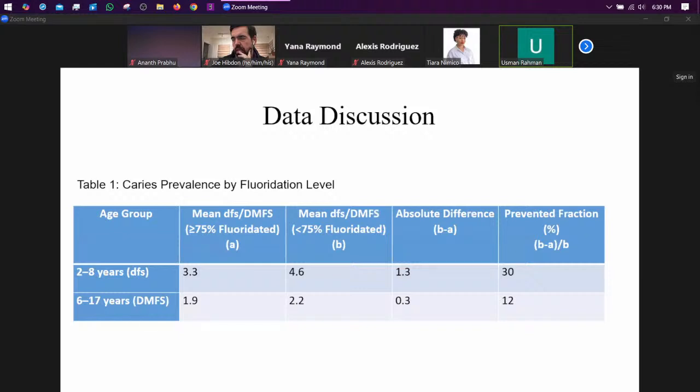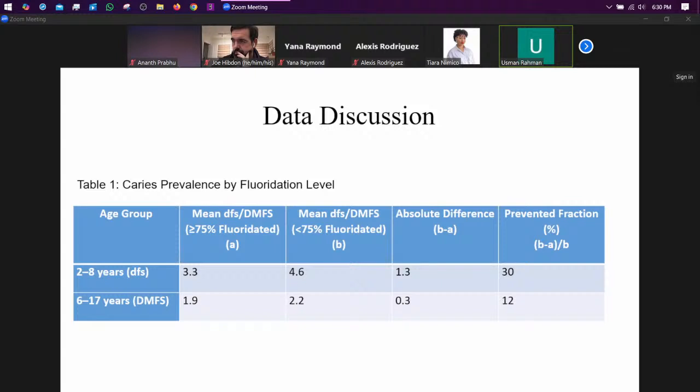So this is the data that we gathered from the CDC and the National Health and Nutrition Examination Surveys. This table compares the mean number of decayed and filled surfaces in primary teeth for children aged 2 to 8 years, and the mean decayed, missing, and filled surfaces, DMFS, in permanent teeth for adolescents aged 6 to 17 years.